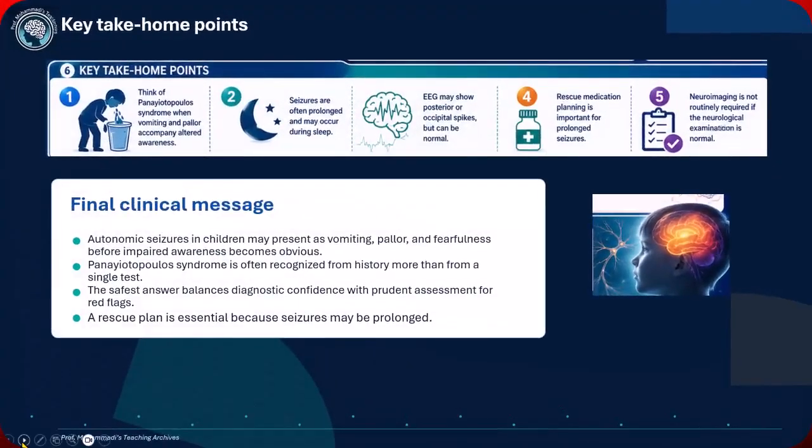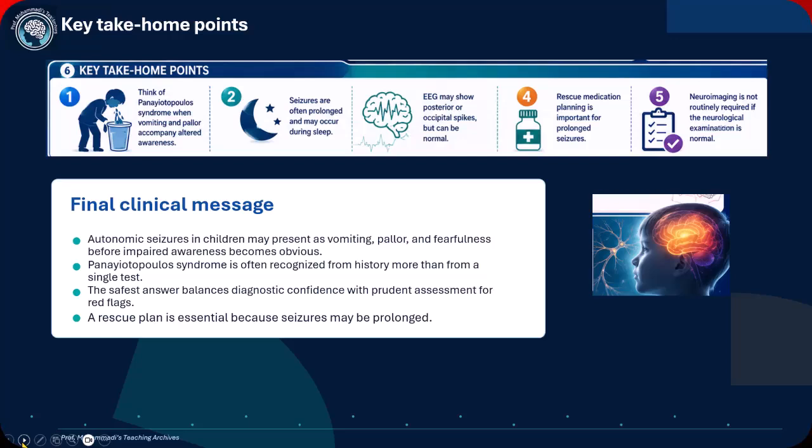The final message is that autonomic seizures in children may initially look like vomiting, pallor, fearfulness, or a gastrointestinal problem. Panayiotopoulos syndrome is often recognized from a careful history rather than from a single diagnostic test. The safest clinical approach balances diagnostic confidence with careful attention to red flags.